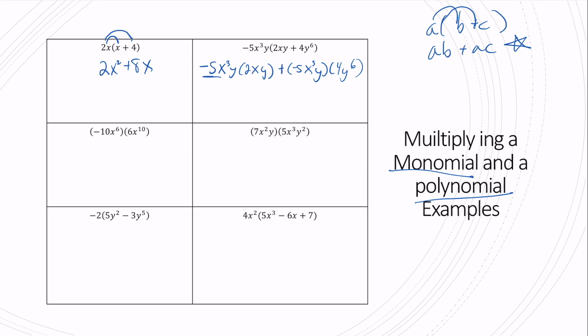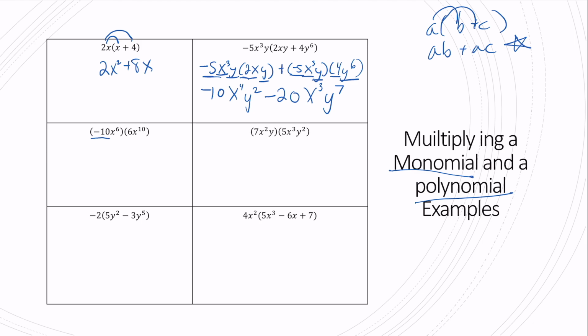So if I have negative 5 times 2, that's negative 10. X cubed times x is x to the fourth. Y times y gives me y squared. Now I have negative 5 times 4, that's a negative 20. X cubed, that's my only x. Y times y to the sixth is y to the seventh. So we can't forget our exponent rules. We also can't forget our distributive rules.